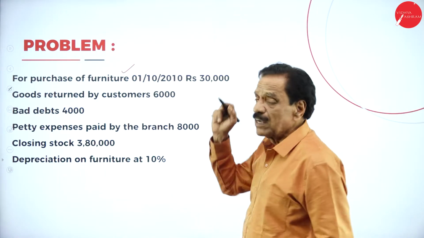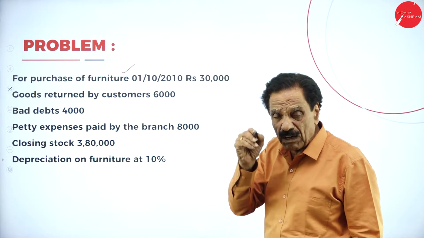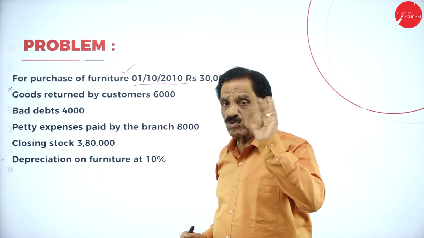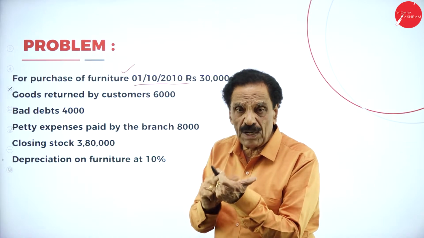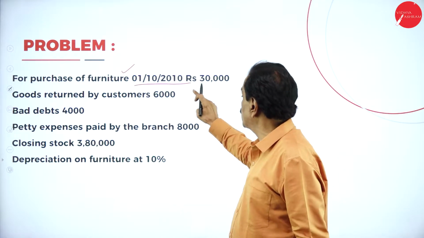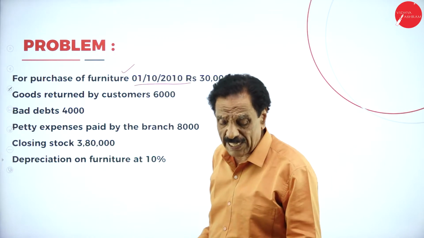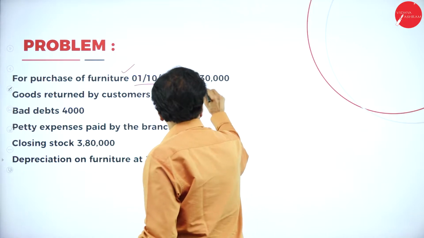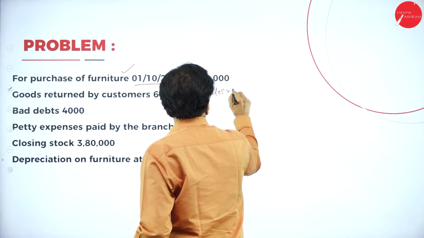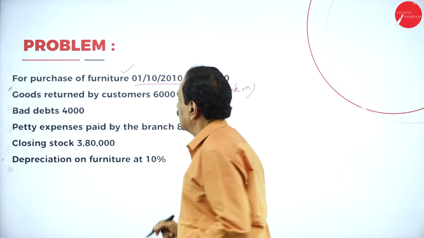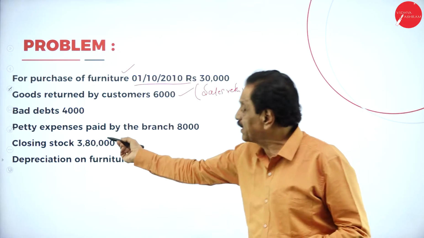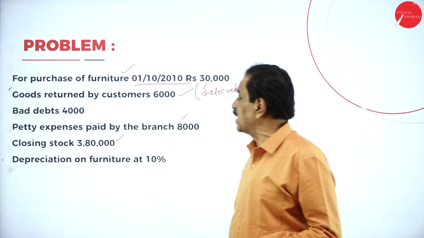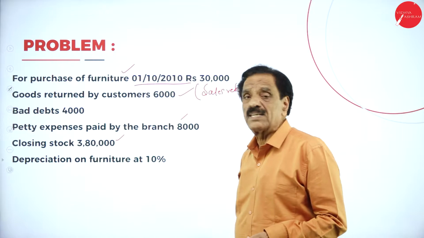The head office purchased furniture on behalf of the branch on 1/10/2010: 10, 11, 12, 1, 2, 3. It is going to remain for 6 months, so for 6 months you have to calculate the depreciation. Goods returned by the customer means sales return. Then bad debt will come in the debtors account. Petty expense paid by the branch is 8,000. Closing stock is 3,80,000. Depreciation at 10%.